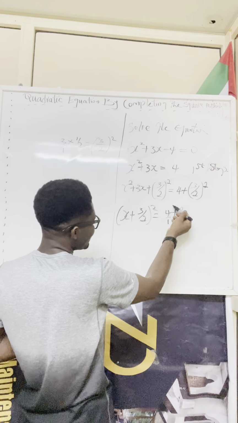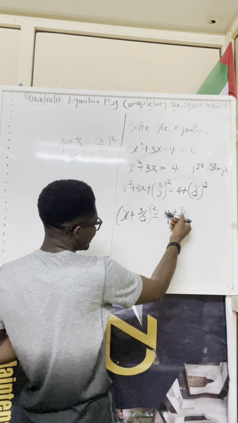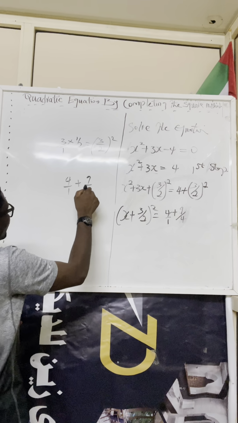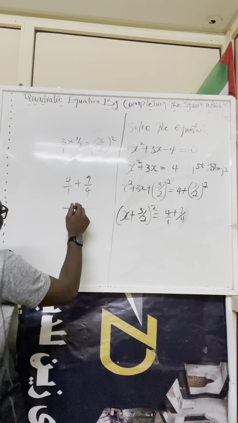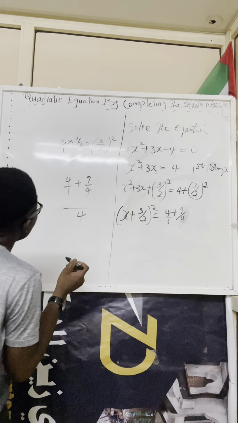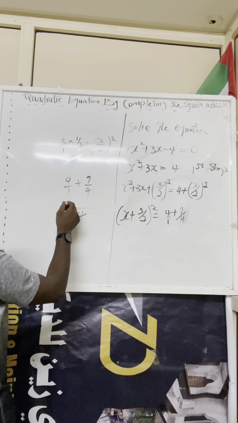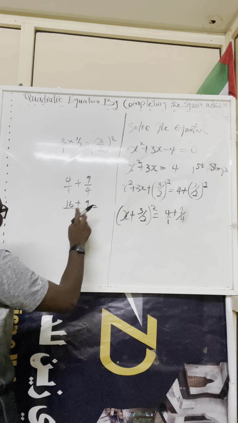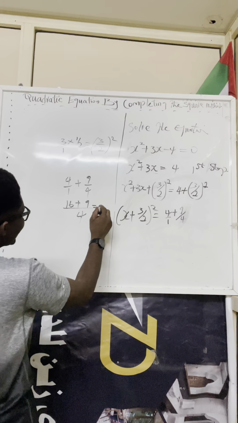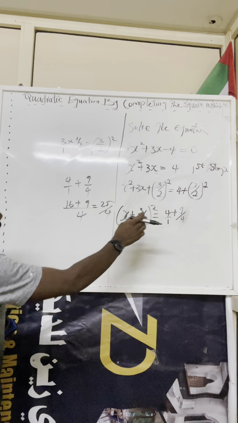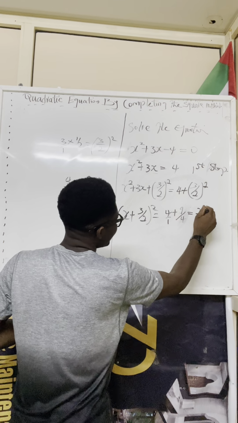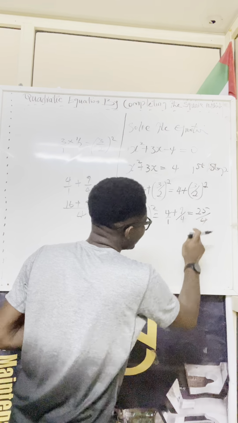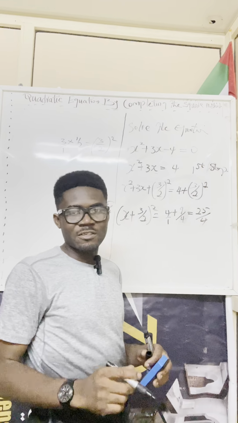Now let's simplify this one first. You have 4 over 1 plus 9 over 4. The denominators here are 1 and 4, so the common denominator is 4. 4 divided by 1 is 4, and 4 times 4 gives me 16, plus 4 divided by 4 is 1, times 9 is 9. 16 plus 9 gives me 25 over 4. So 4 over 1 plus 9 over 4 is equal to 25 over 4 when you simplify it.